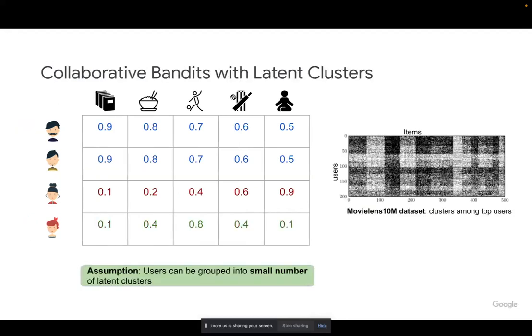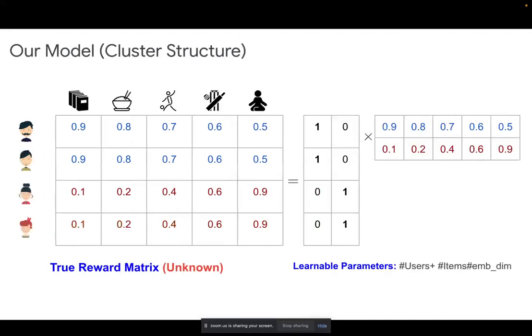So this kind of cluster structure assumption has been used popularly in the literature. This is because it's satisfied approximately in several real-world datasets. For example, even if there is a large number of users in the system, you can expect that a significant subgroup will like, say, sports movies, a significant subgroup will like, say, drama movies, and so on. And here I have shown a plot of the rewards of several users towards many different items in the MovieLens 10M dataset. And as you can see, the cluster structure across the users is pretty evident.